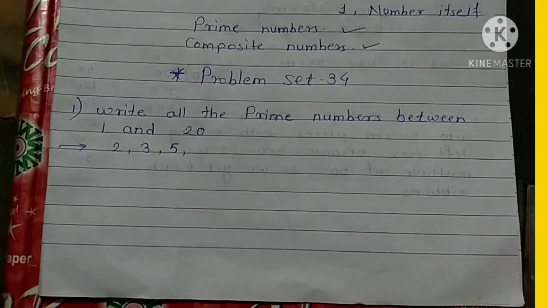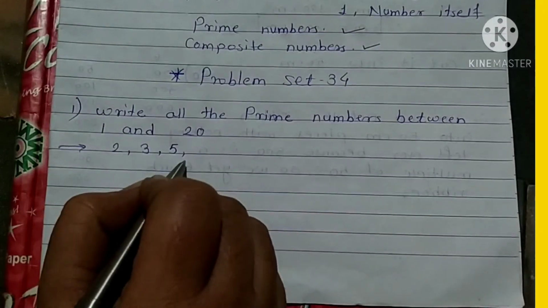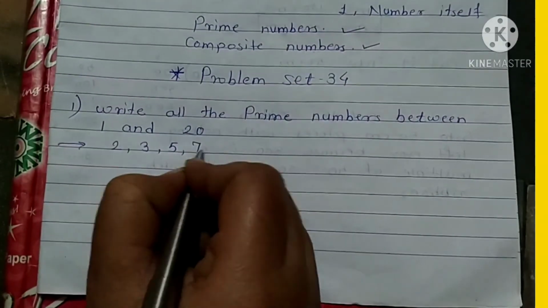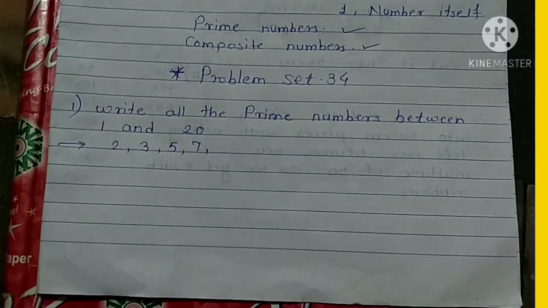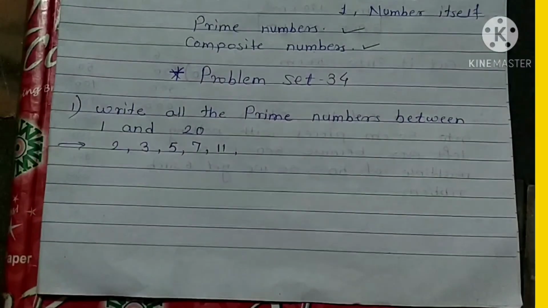Okay, understood everyone? Prime number means a number which has only 2 factors, 1 and that number itself. Now 6 also has more than 2 factors. 7, yes. 8 has more factors. 9 also has more factors. 10, no. 11 is a prime number which has only 2 factors.